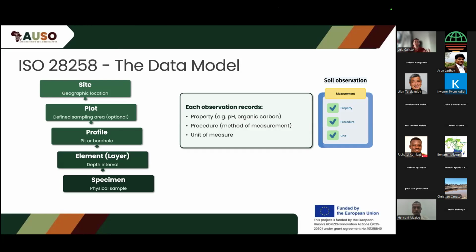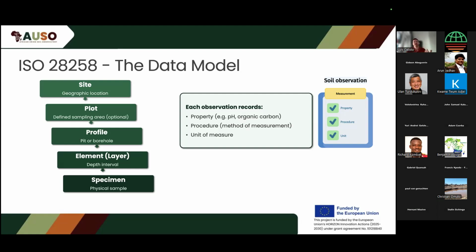what an observation is. At ISRIC, I'm always repeating the same thing, what an observation is. I know that we have here a lot of soil experts. An observation is a property. When I say a property, it can be something like pH, organic carbon, whatever. Then a procedure: how was this property measured? For example, a procedure can be pH measured in water, or Walkley Black, or many other procedures. So usually it is the lab procedure. How did you measure this property?